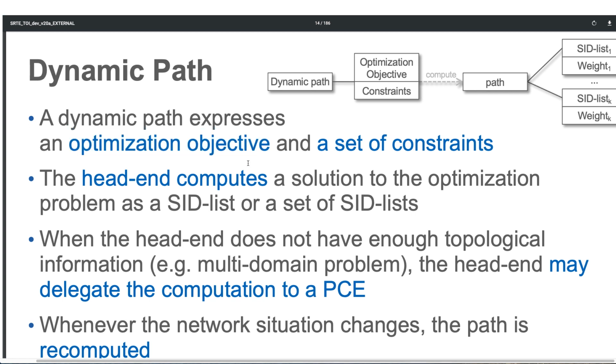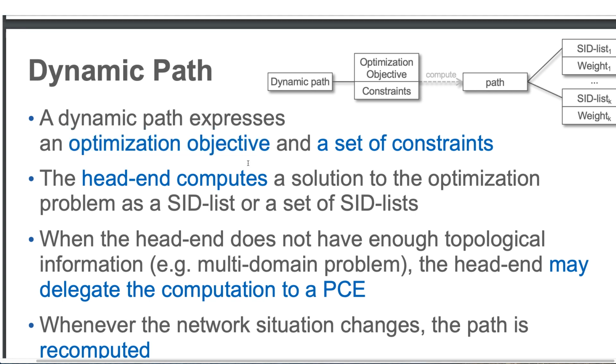So for the optimization objective, I might say, I want to traverse the link which has more bandwidth. I want to traverse the link where we have the lowest latency. I want to traverse the link which has the lowest number of routers, or hops, it needs to cross. So those are some of your optimization objectives.